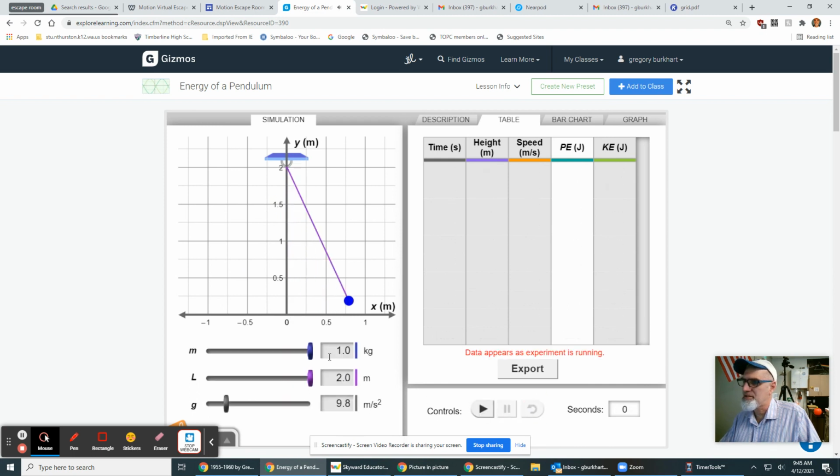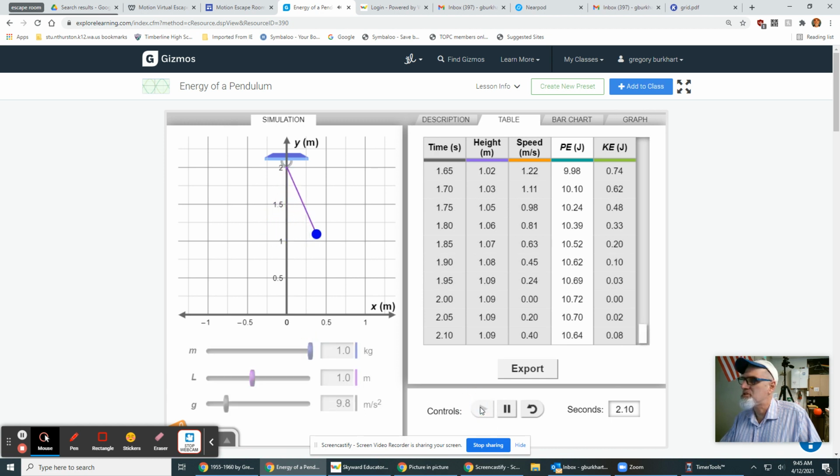All right, so let's stop that. Now we're going to set the string length. Let's just say that it's 1. Let's change the mass. How will changing the mass affect it? All right, so here's 1. I'm seeing about 1.3 as it flickers through. Does it change?